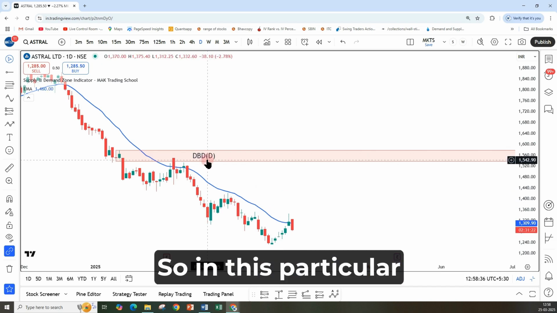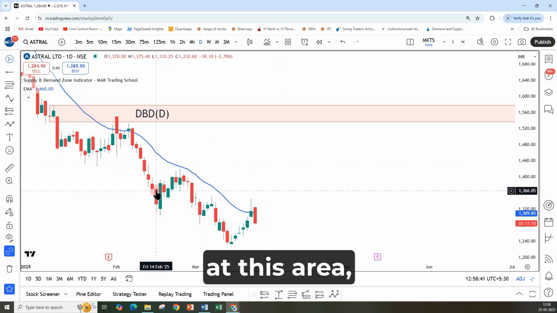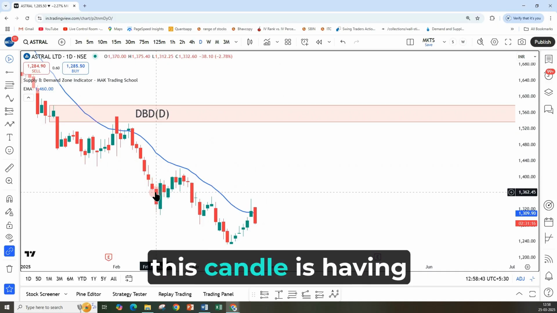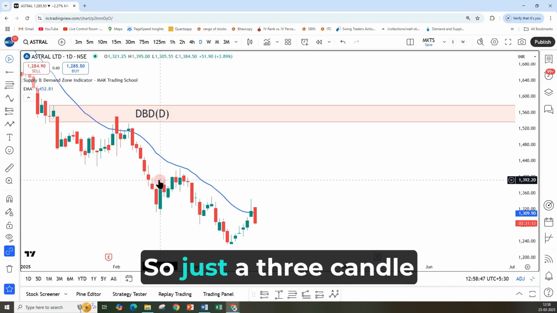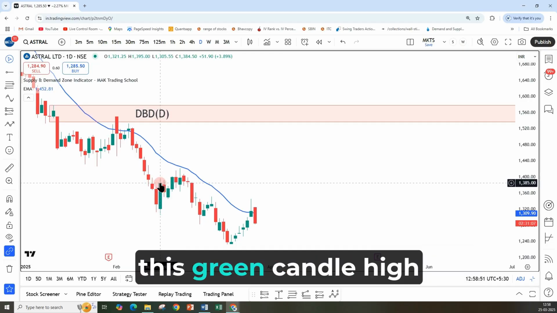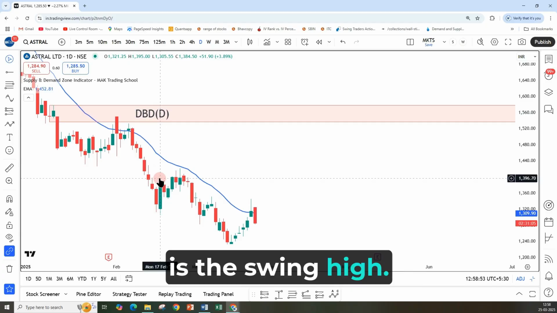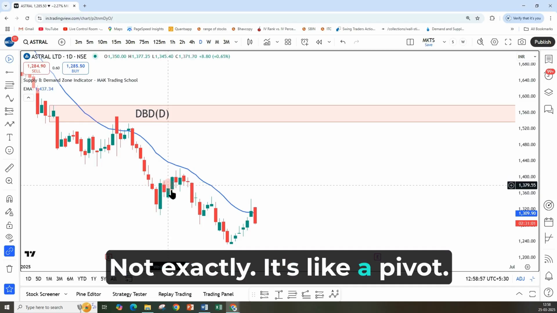So in this particular trade, after entry at this area, this candle is having a lower high, a higher high and a lower high. So just a 3 candle formation here. So on a 3 candle formation, this green candle high is the swing high. But is that a major swing high? Not exactly. It's like a pivot.